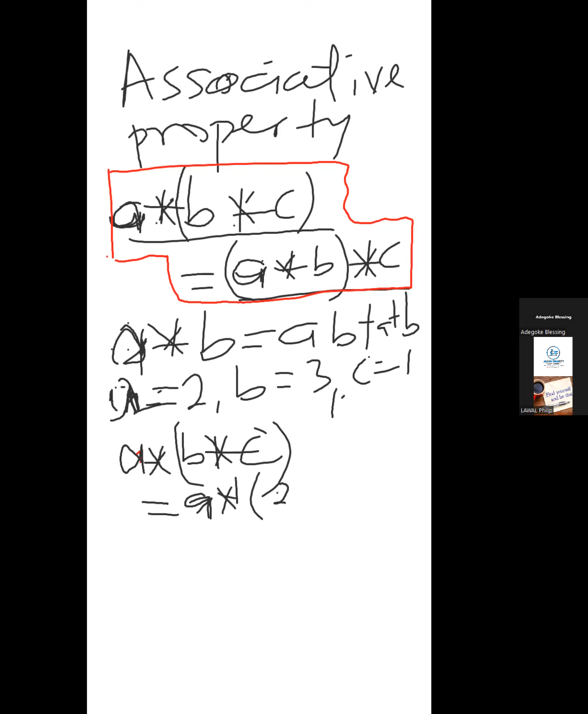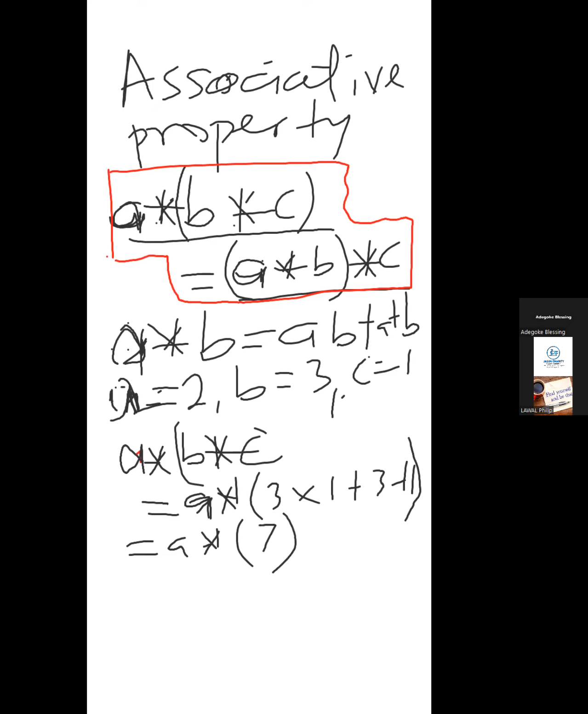That will be, sorry, BC, that will be 3 times 1. That's our BC. 3 times 1 plus 3 plus 1. That's how to define it. And that A star, our A is 2, so we are not touching 2 yet. Let's just finish this. 3 times 1 is 3. 3 plus 3 is 6, and 6 plus 1 is 7. So everything we have here is going to give you 7. So A star 7. All right.